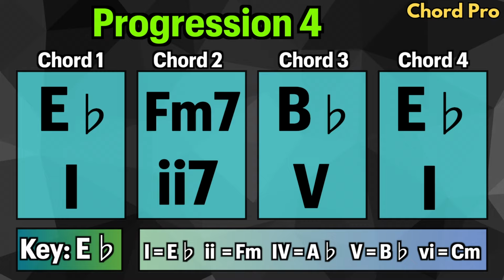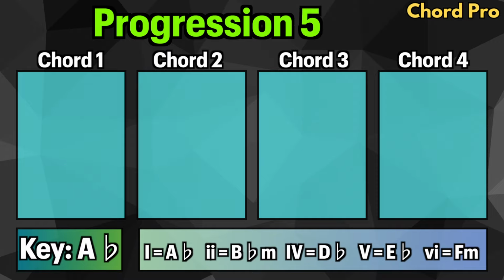The chords were 1, 2 minor 7, 5, 1, or E flat, F minor 7, B flat, E flat. Progression 5 in A flat.